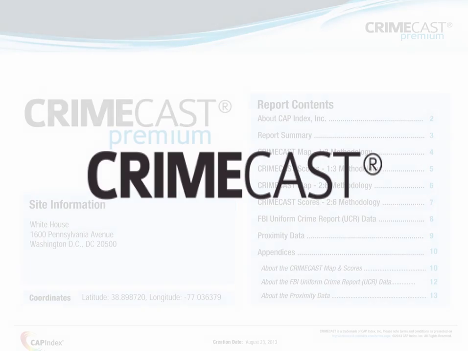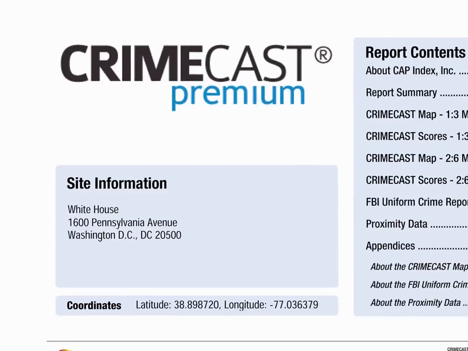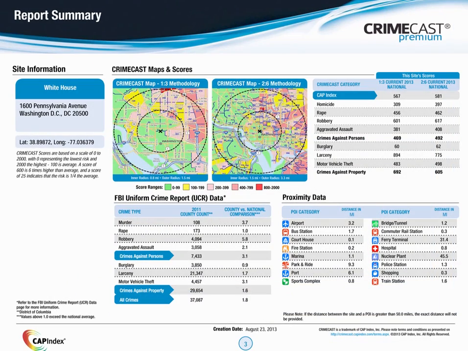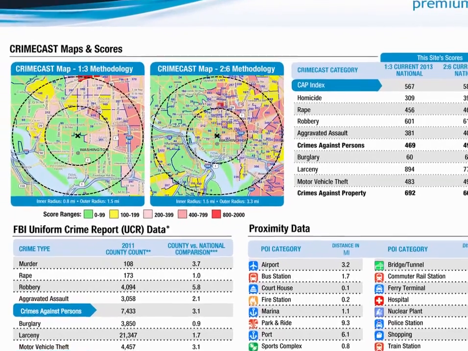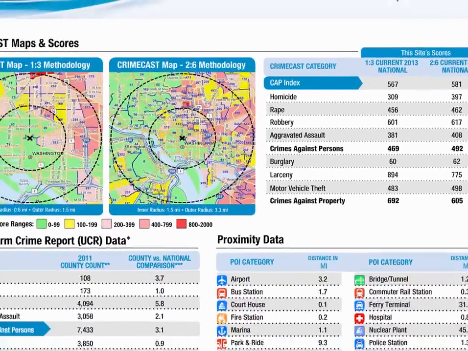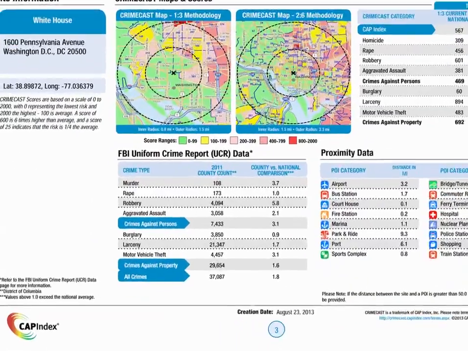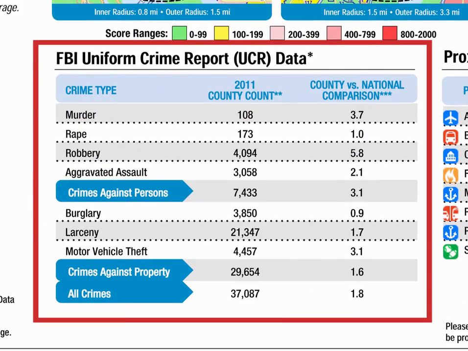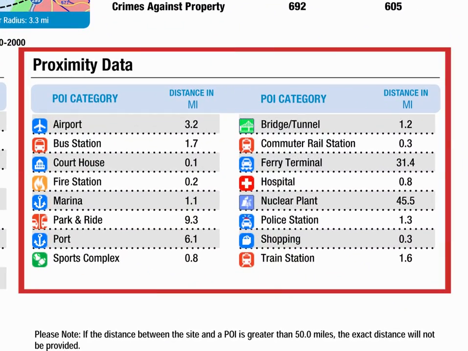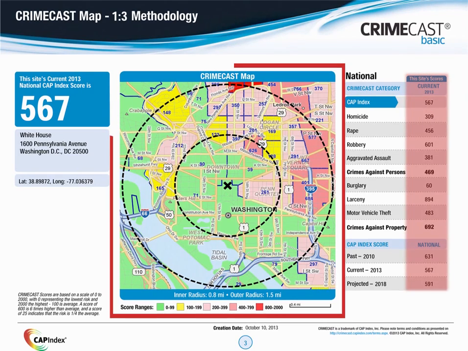Your U.S. CRIMECAST Basic or Premium Report authoritatively documents and quantifies the crime risk associated with the precise location you selected. A Premium Report contains 4 essential kinds of data: our proprietary CRIMECAST scores, the recognized industry standard for over 25 years, CRIMECAST maps that visually present your location's risk data, FBI Uniform Crime Report data for contextual comparison purposes, and proximity data, which highlights points of interest in the area. A basic report will include only the CRIMECAST scores and a CRIMECAST map.